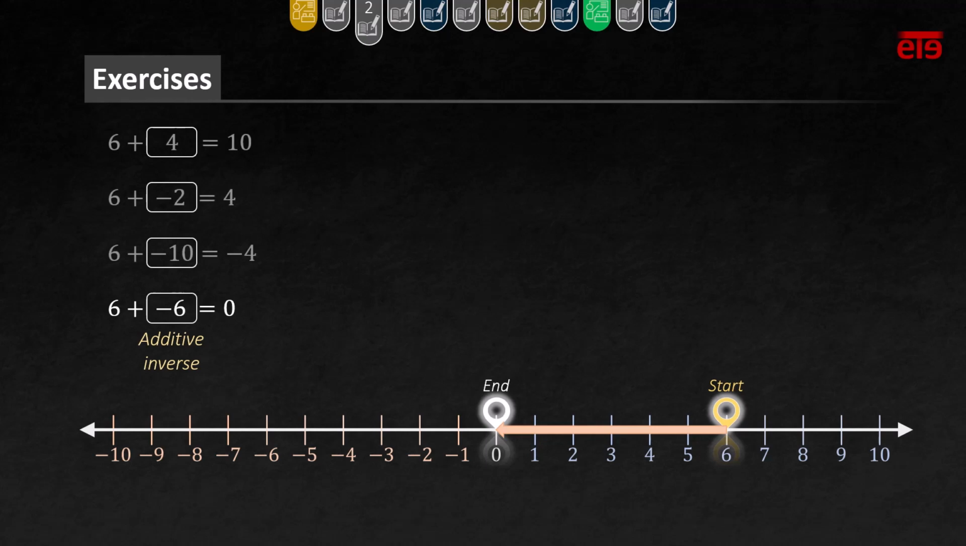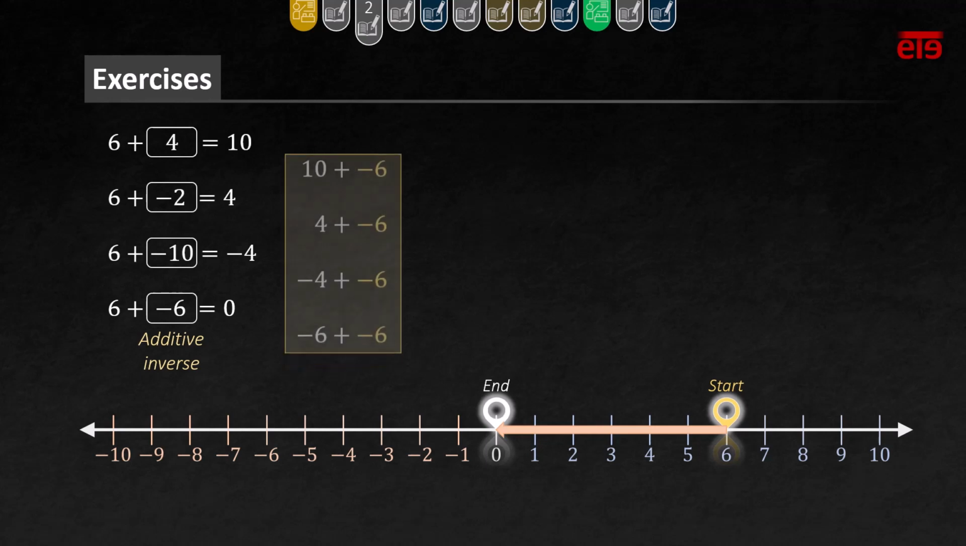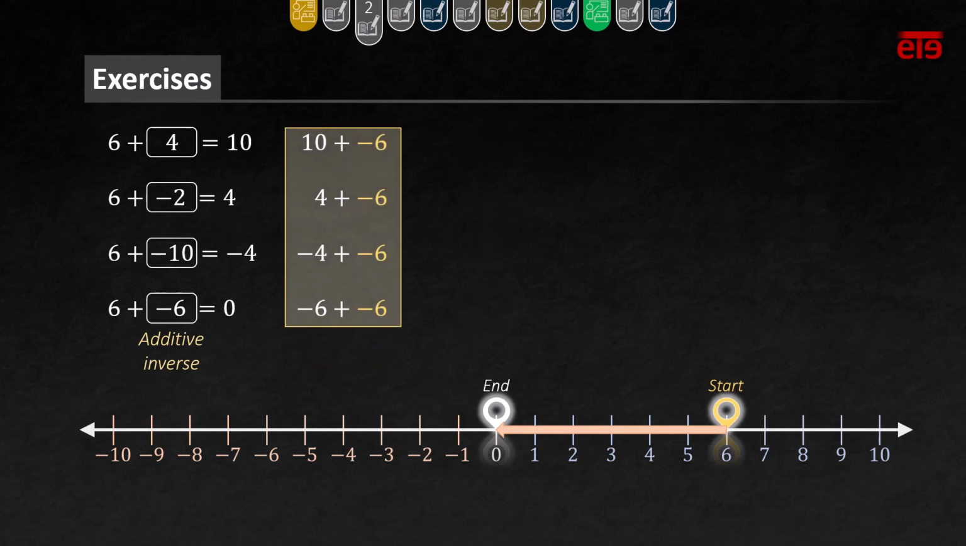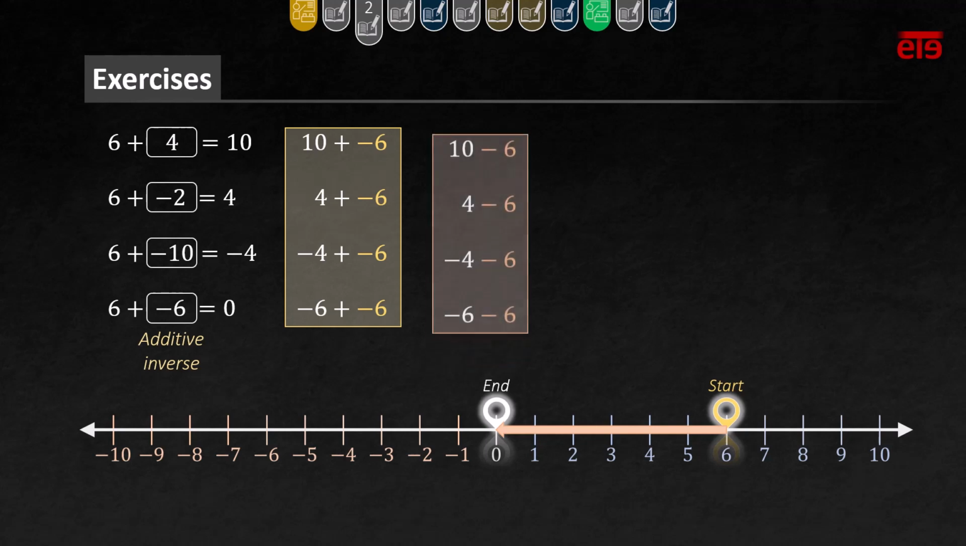In these problems, you may notice that we can get the missing number by another method. When we add the additive inverse, -6 in this problem, to the sum, we will get the missing numbers. Alternatively, we can also subtract 6 to get the same result.